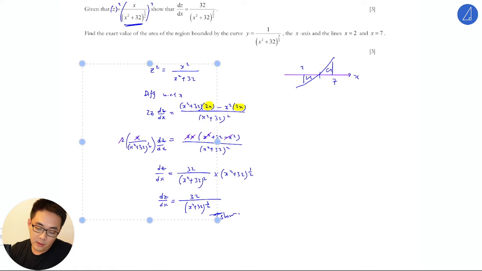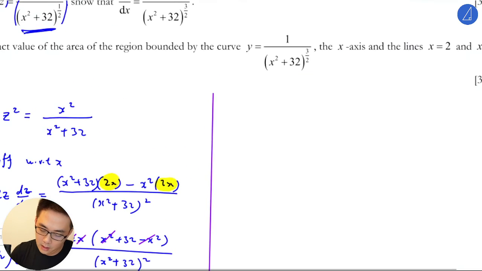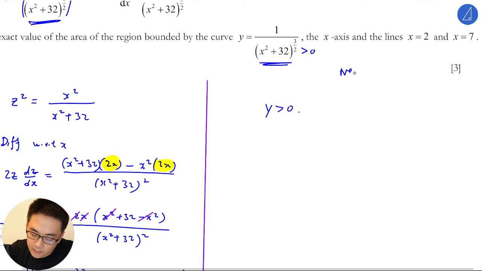You know why this will not happen? There are many ways to see. Because y equals to 0 is not a solution. That's one. And also this is always positive. This square root is always positive. So y will always be bigger than 0. So you need to check.